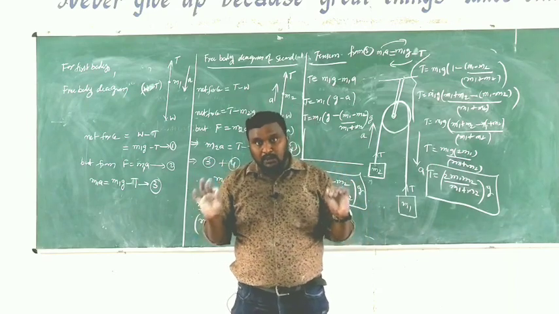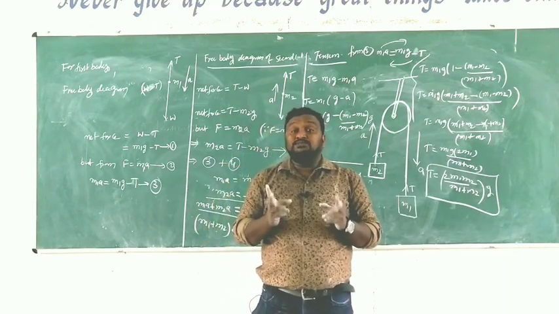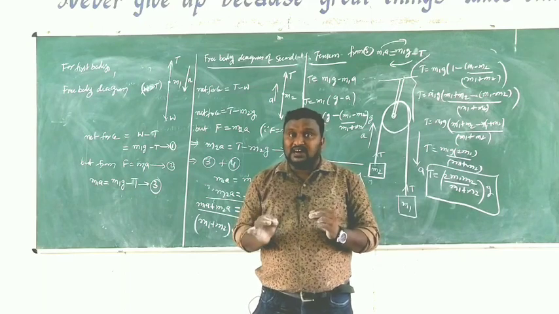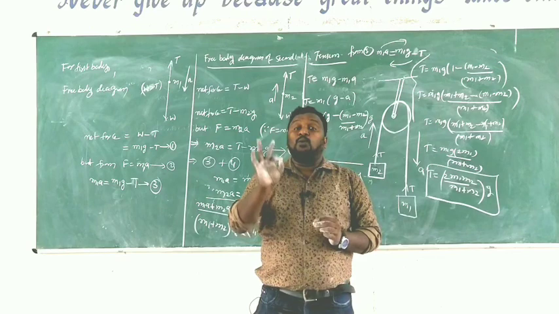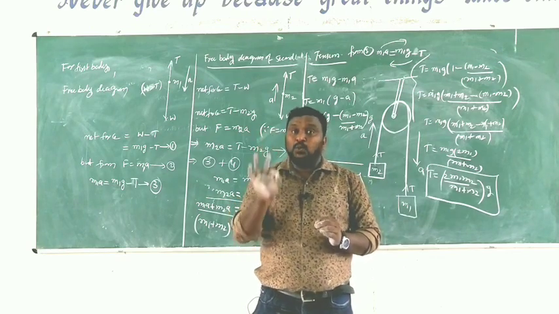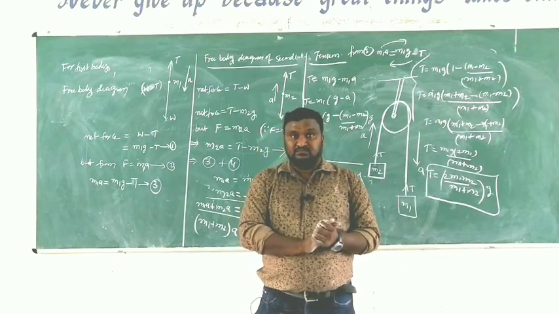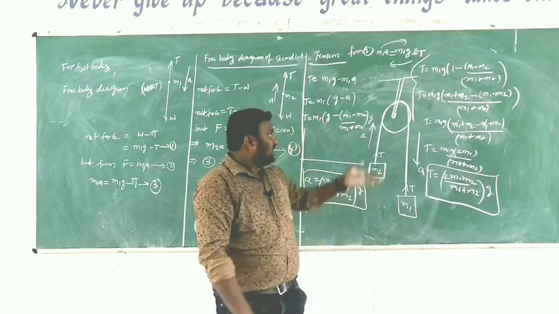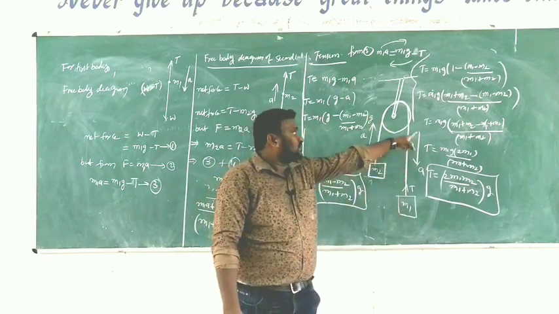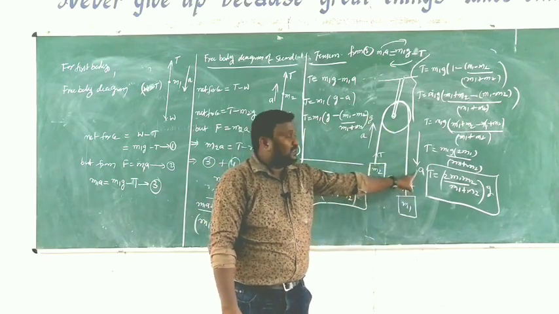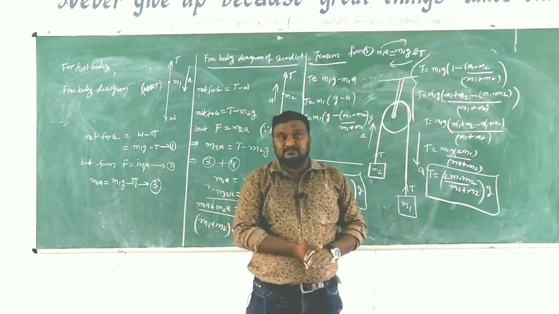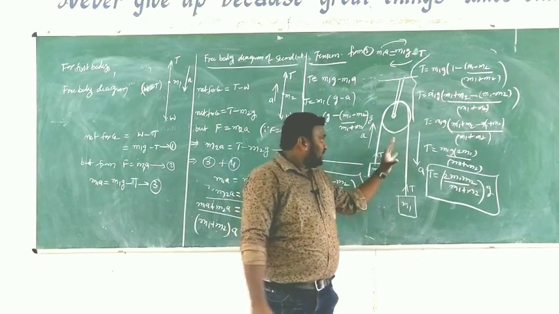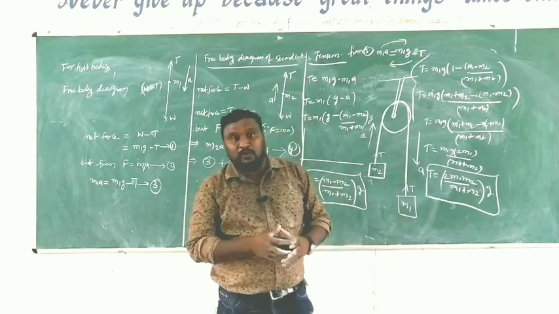Here you have to observe that both bodies are connected to one rope. That's why they have one common acceleration and one tension. Clear? The first one is moving downwards with an acceleration a, and the second should be moving with acceleration a in the upward direction. So for that we are individually drawing the free body diagram.